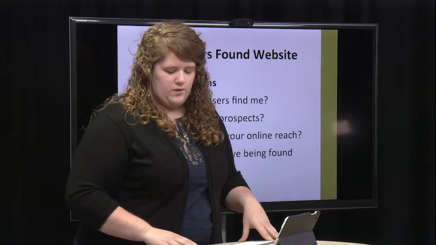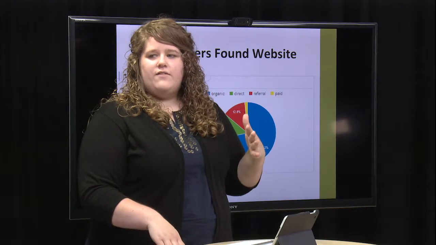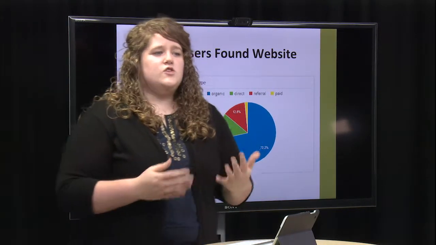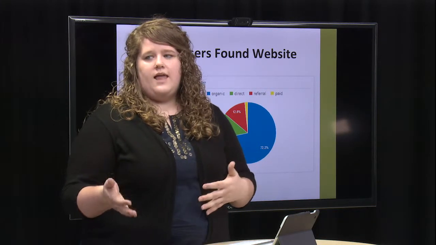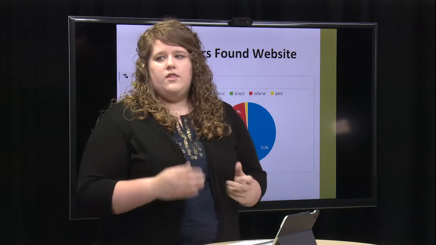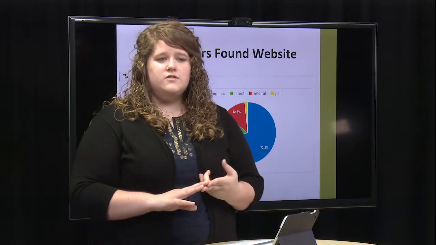So there's a couple of reports that we'll look at. The first one is called the traffic type, and this is located in acquisitions under overview. What's great about this report is it shows you, at the highest level, traffic sources. It breaks it down by organic, meaning a search engine, so Google, Yahoo, or Bing. Then you have direct, which means somebody knew your URL and typed it into a browser. The third one is referral, so they clicked on a link somewhere. This could be social media, directories, news outlets, or any other URL on the internet. And the last one is paid, so if you use Google AdWords or any other online advertising.